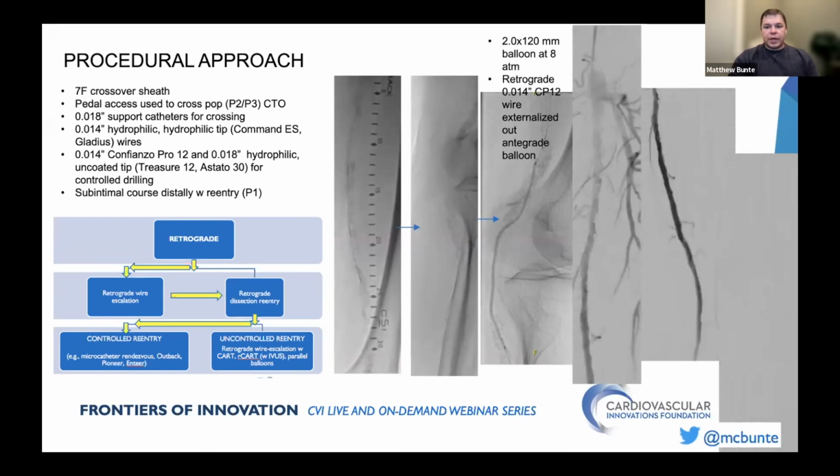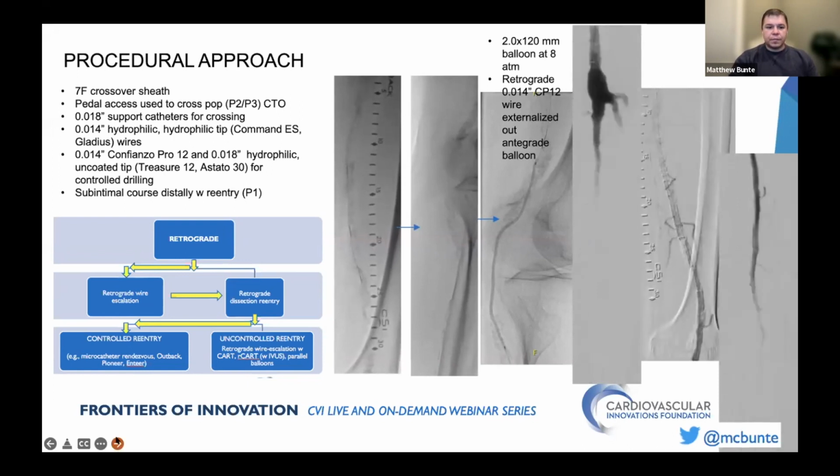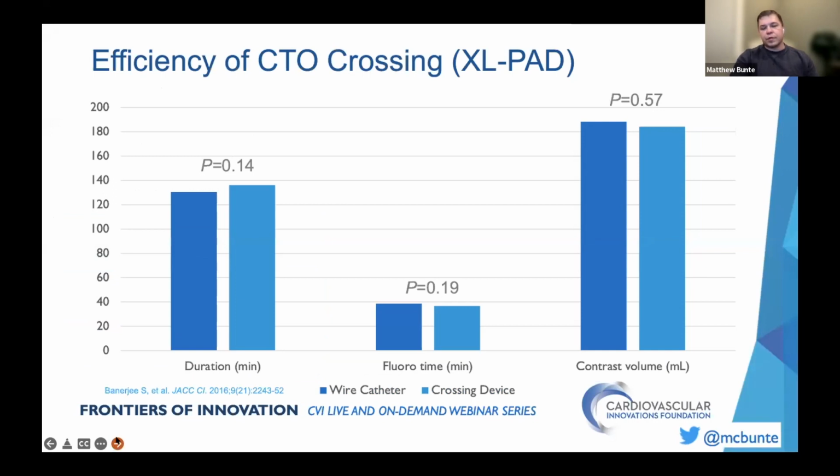Just a comment about whether you use crossing devices or wire catheter approach, the duration, fluoroscopy time, and contrast volume all seem to be fairly similar. So I think it's somewhat a matter of preference and consistency in using these techniques. They both offer good results.